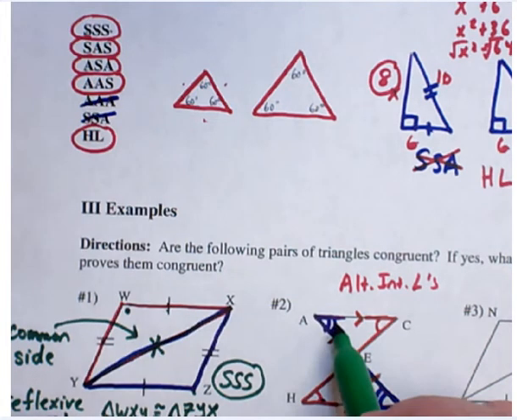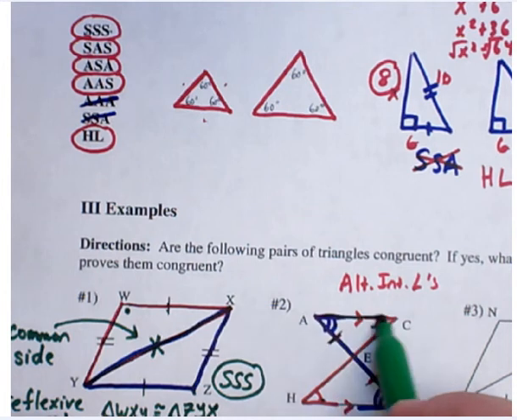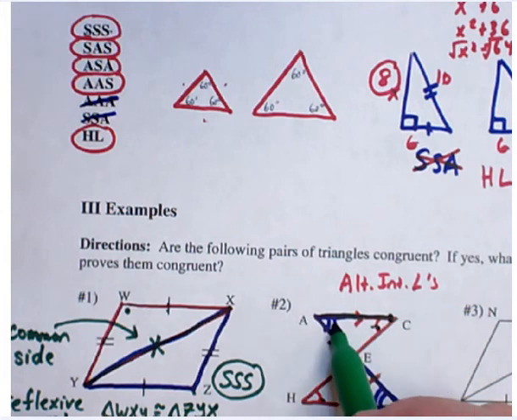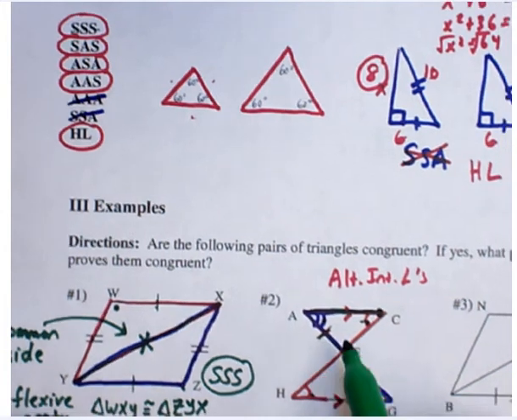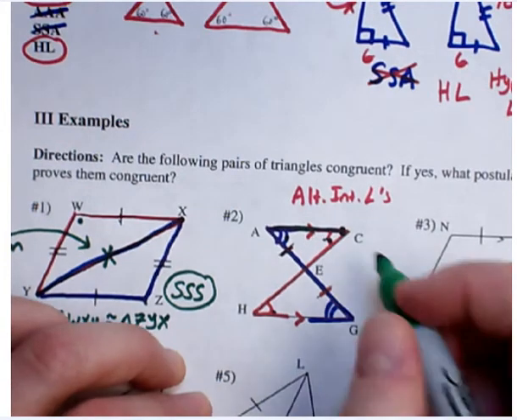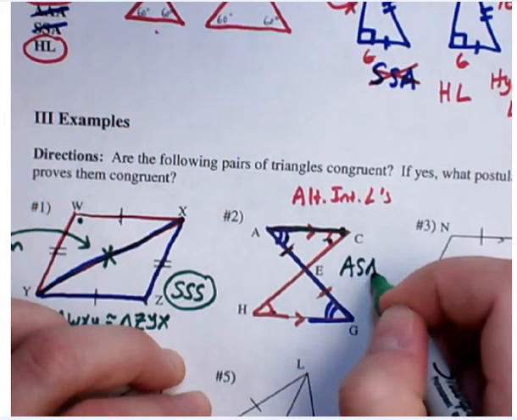Well, if I look at the way I labeled this, notice here's the side, here are the two angles. The side between the two angles is this one here. So that's not angle, side, angle. That's going to be AAS. Okay? So we're going to say that's angle, side, angle.